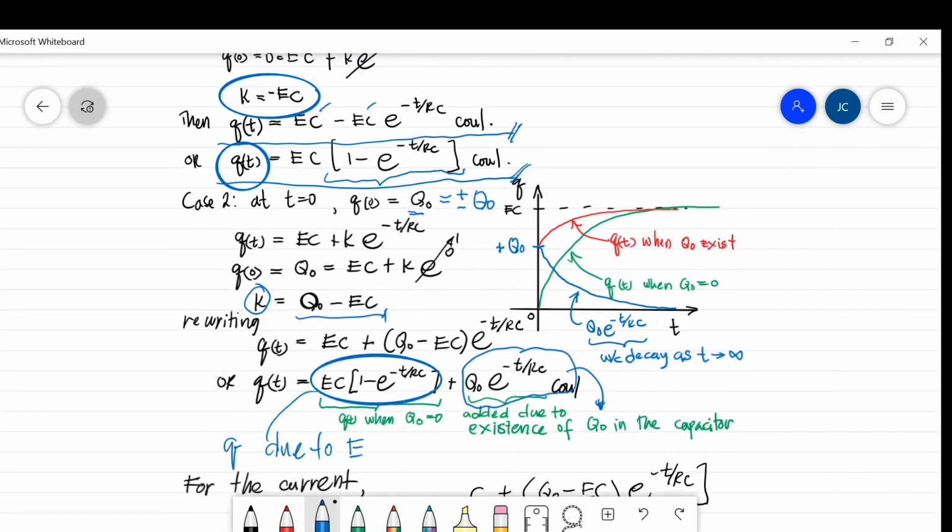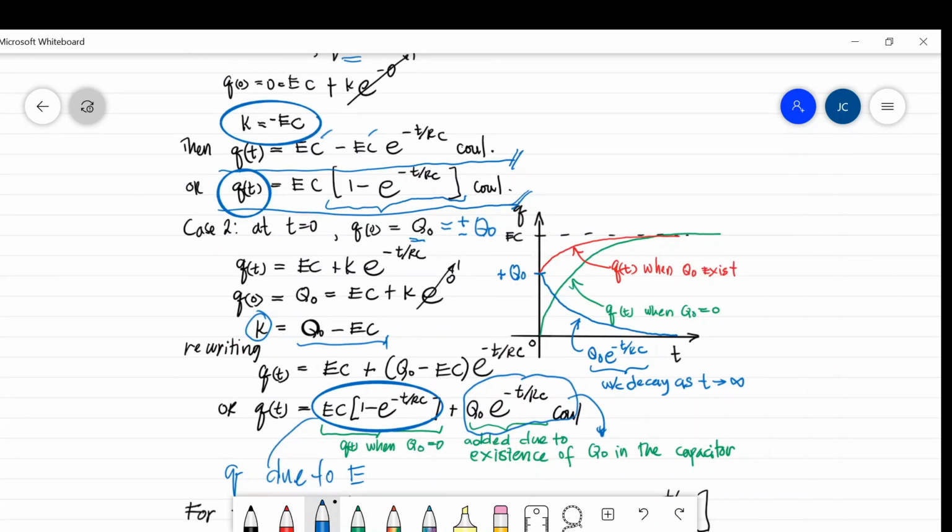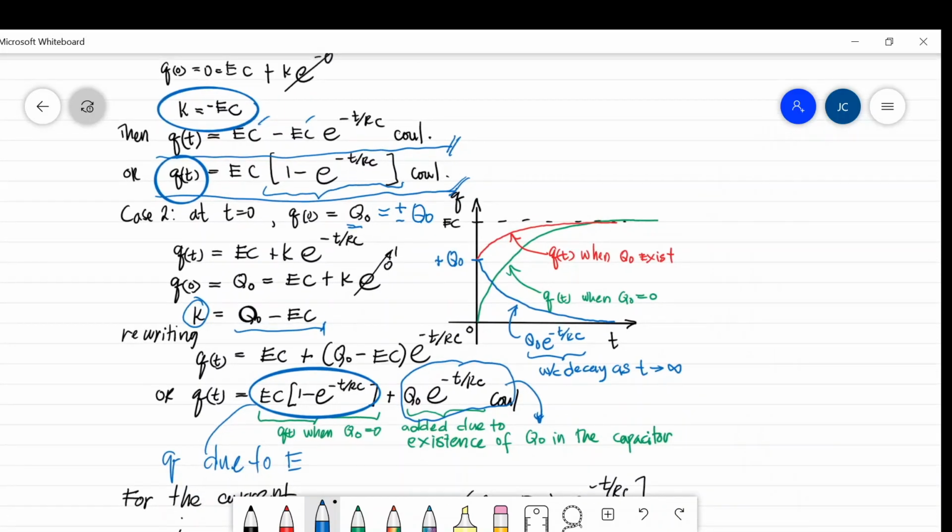If we are going to plot this behavior for the response of the capacitor in the circuit, the charge without Q sub O approaches its maximum value, which is the steady state value, equal to the product of the voltage supply and the capacitance in the circuit.